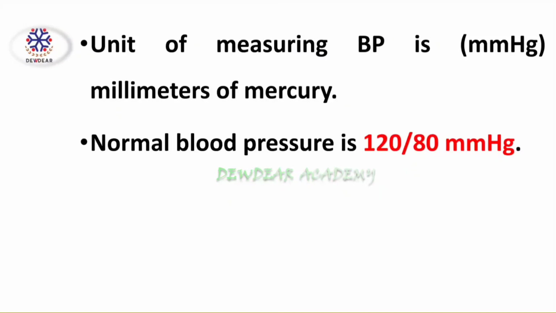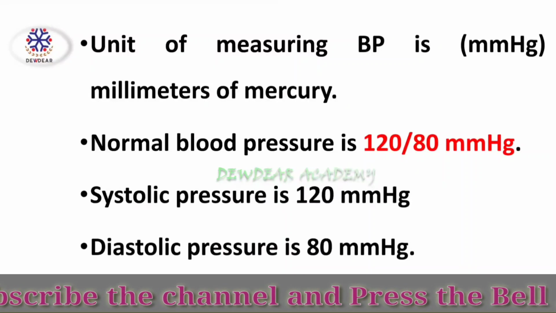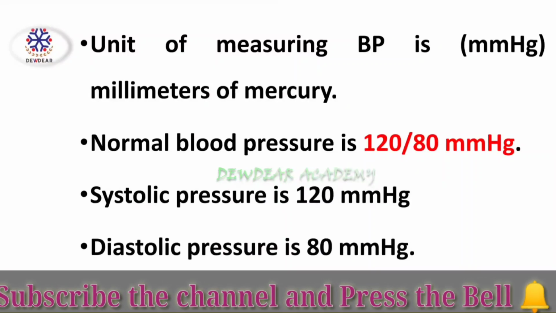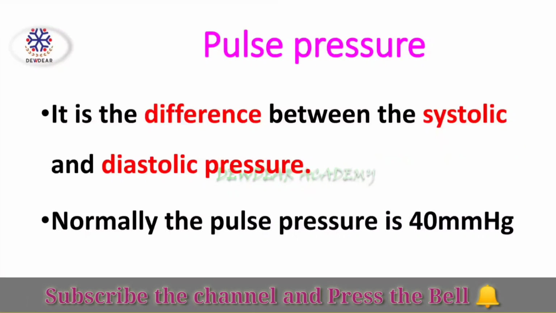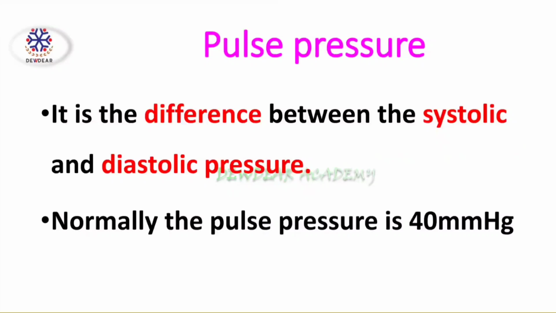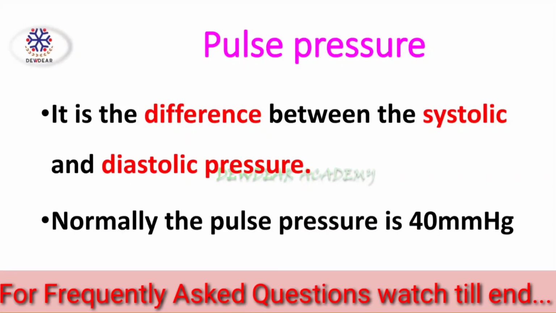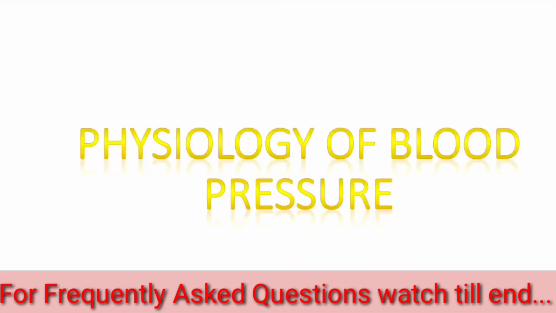The normal blood pressure is 120/80 millimeters of mercury, and the systolic pressure here is 120 millimeters of mercury and diastolic pressure is 80 millimeters of mercury. Next is pulse pressure. It is the difference between systolic and diastolic pressure, and normally the pulse pressure is 40 millimeters of mercury. So now I am discussing the physiology of blood pressure.